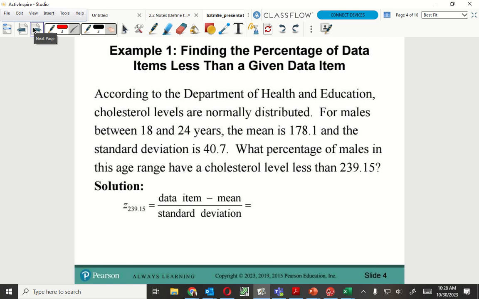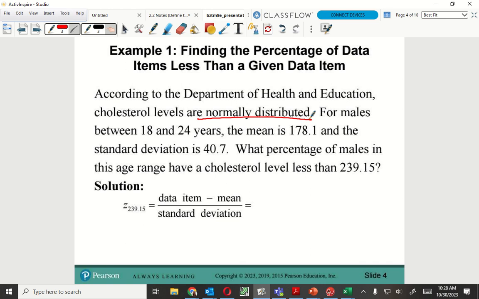According to the Department of Health and Education, cholesterol levels are normally distributed. Now, again, if it says normally distributed, what shape should I think of? The graph, but what shape? It's a bell curve. The bell curve, normally distributed, is a bell curve with almost everything right there, 68% right there in the middle. So a nice bell curve, that's what that means.